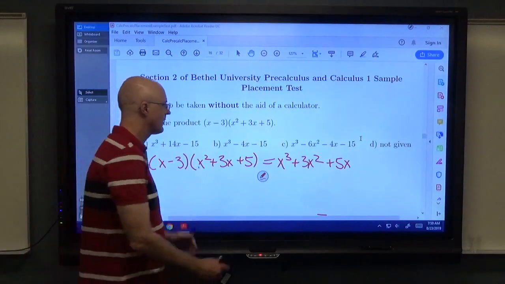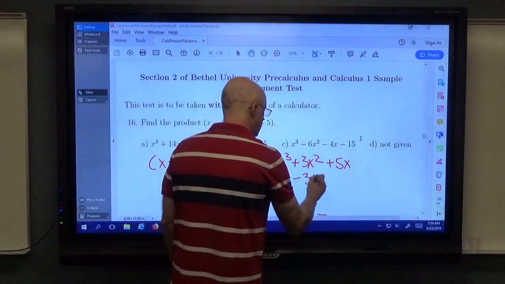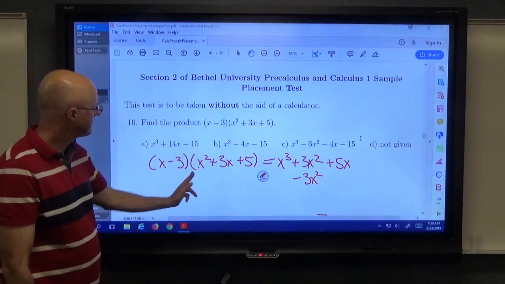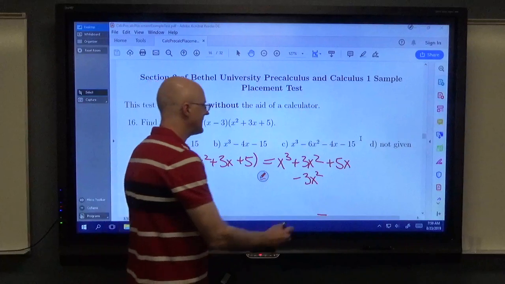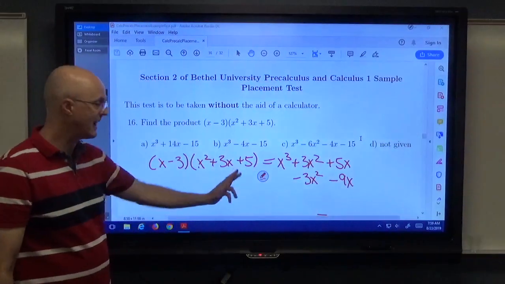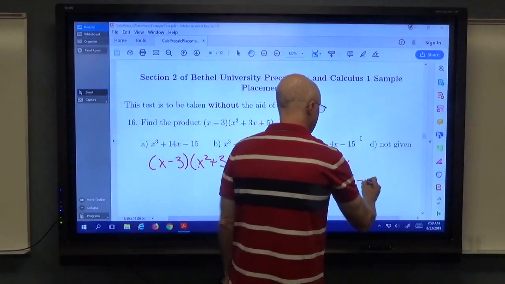Minus 3 times x squared is negative 3x squared. Line it up under the other x squared term, and you see those are going to cancel. Negative 3 times 3x is minus 9x. And finally, negative 3 times 5 is negative 15.